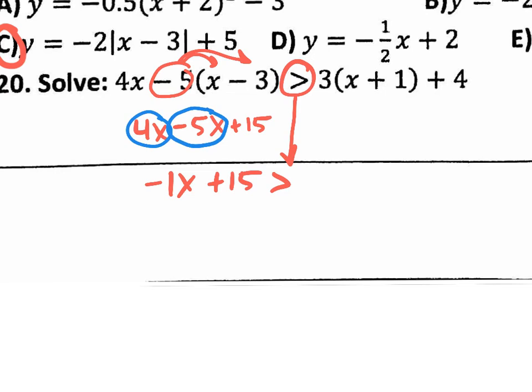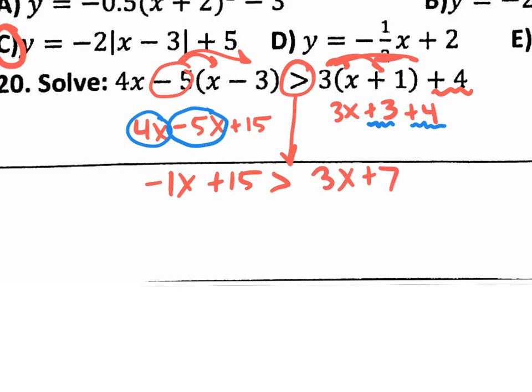Let's distribute. So 3 times x is 3x. 3 times 1 is 3. And then we bring down the +4. I almost distributed the 3 to the 4. That would be totally incorrect. Anyway, we have those 3 terms on the right. We could now combine the like terms. The 3 plus 4 is 7. So we really end up with 3x plus 7 on the right side.